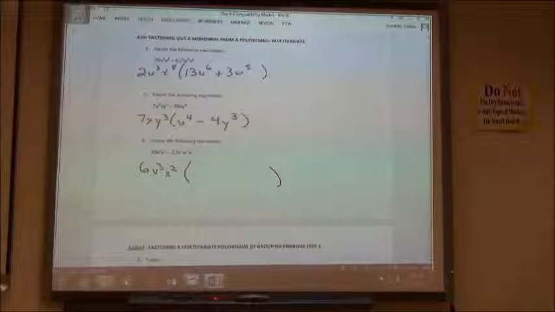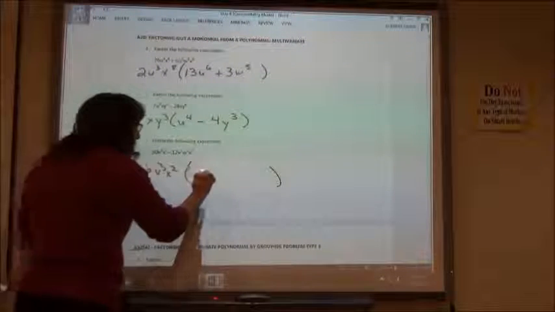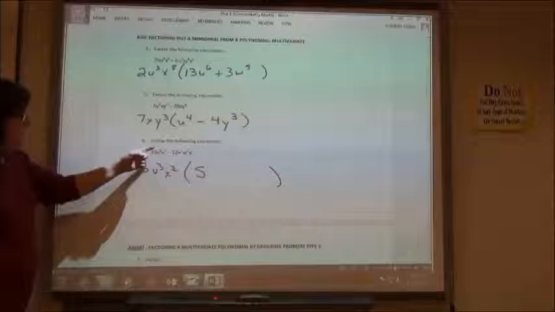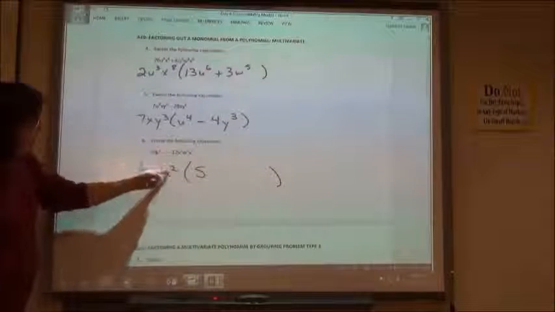So on my first term, if I take 30v to the 3rd x squared and divide it by 6v to the 3rd x squared, I'm only left with 5. 30 divided by 6 is 5. 3 minus 3 is none, and 2 minus 2 is none.